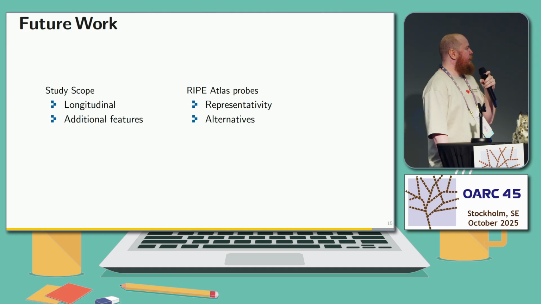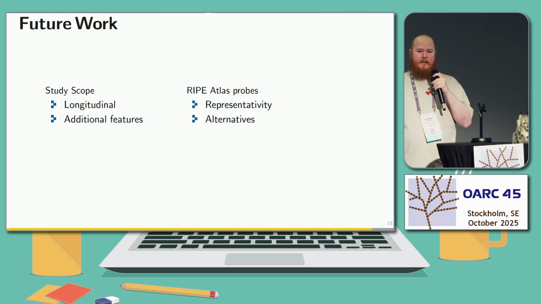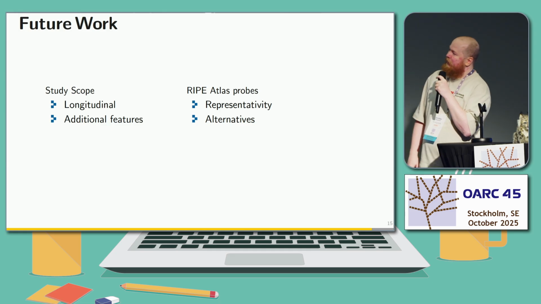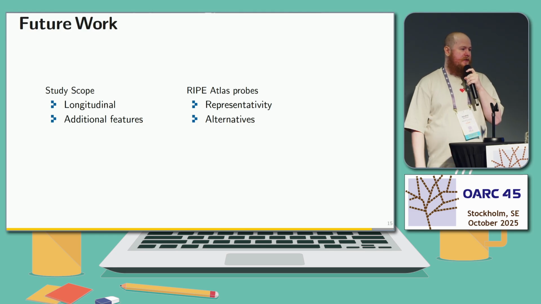For future work, it would be fun to look at this over a longer period of time to see if it changes. Also, expand the scope of features, because now we're only looking at 5. We are a little bit limited in what we can do with RIPE Atlas, and that's why it's important to also look at the representativity of these probes and maybe look at alternatives for doing these types of measurements.